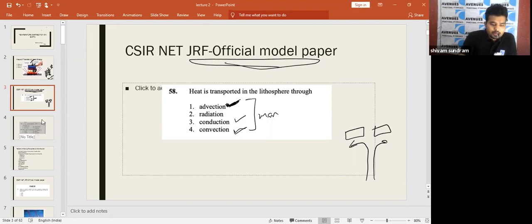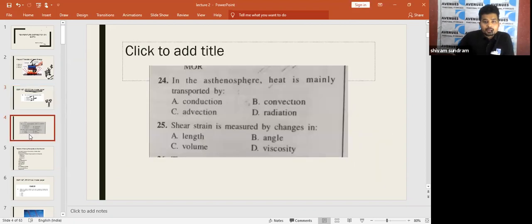Now another question from CSIR. In the atmosphere, heat is mainly transported by, again, convection. So here we have convection cells, right? That is not related to this subject, so we'll discuss this later.